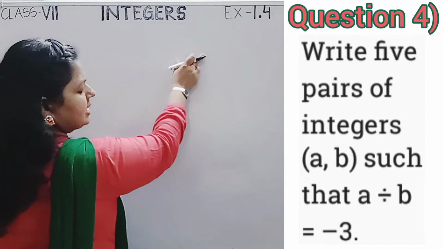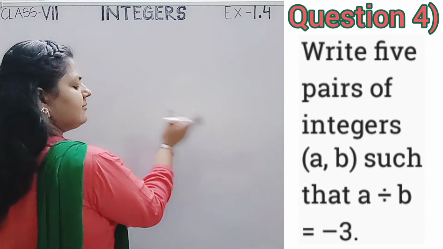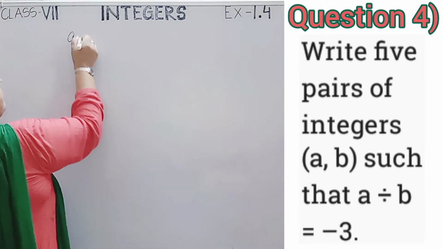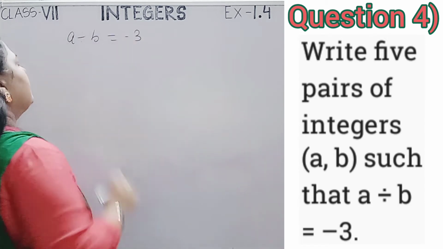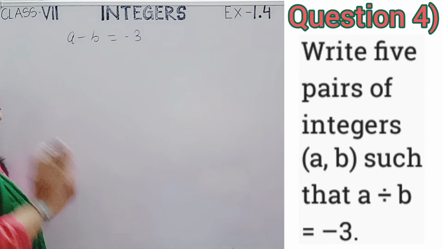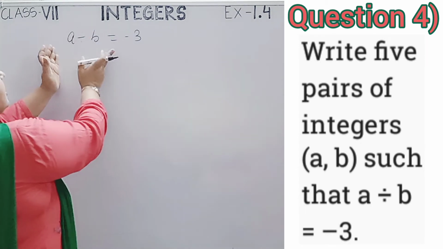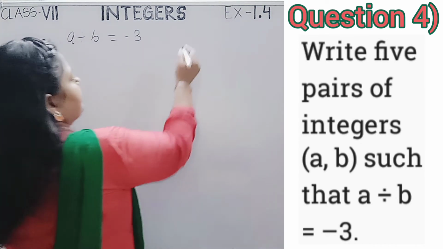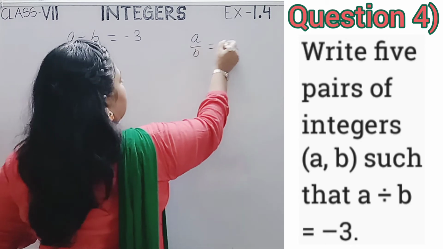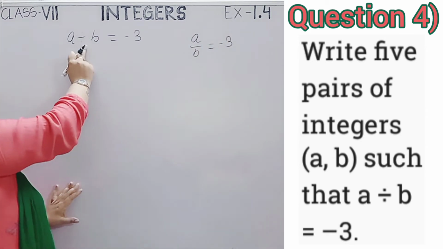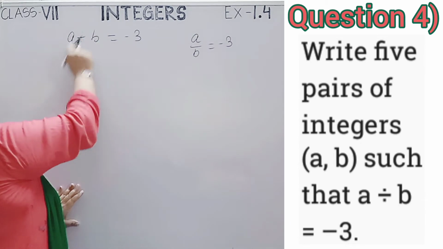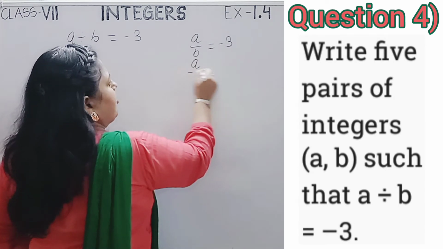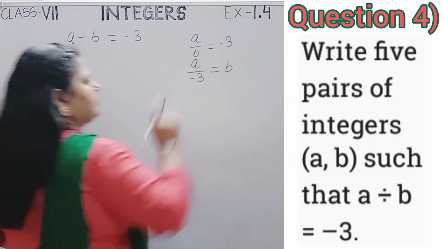Write 5 pairs of integers a, b such that a divided by b equal to minus 3. So here we have the equation a divided by b equal to minus 3. We have to find such pairs that when we divide two integers we get the answer minus 3. As we know that if the divide sign is there, then it means a is divided by b. So a upon b equal to minus 3. Now transpose, a upon minus 3 equal to b.